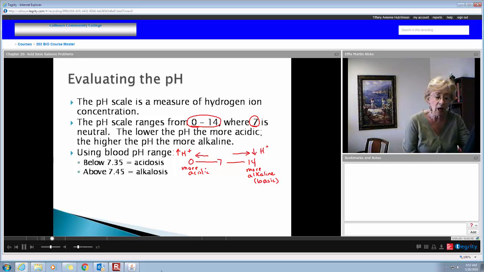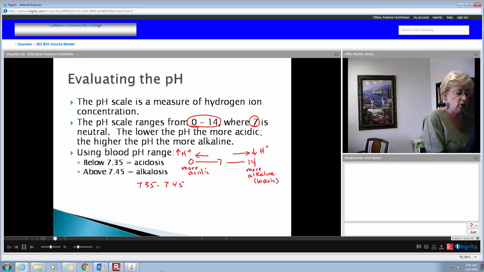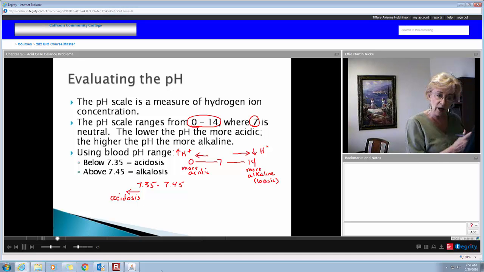Okay? So, when you take a look at the homeostatic range, 7.35 to 7.45 for blood, even though that whole range is slightly alkaline, you consider which side of the range a patient's lab value is on if it's not within the range. So, if a patient's lab values are less than 7.35, they are considered to be in acidosis. They're considered to be out of the range more toward the acidic side.